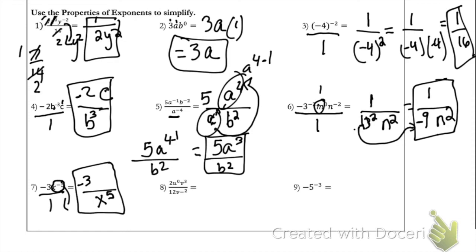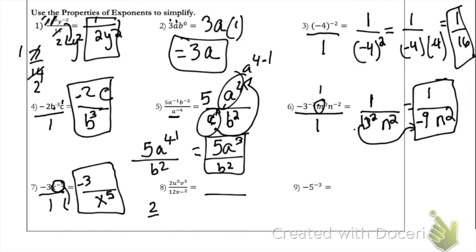Number 8. On number 8, we're going to do one thing at a time. I'm going to take care of the numerator and then move on to the denominator, okay? First, however, notice how you have a fraction, right? You have a 2 over 12. So treat it just like you would have done in middle school.